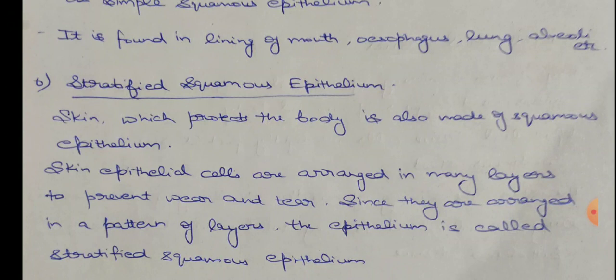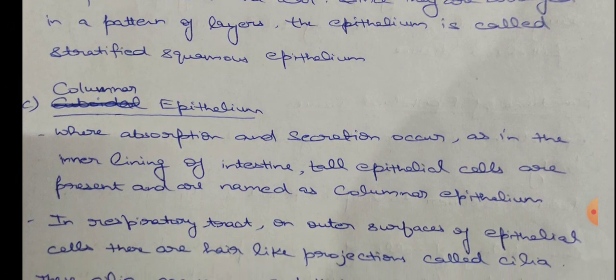Very important, students. You have to understand it very well and you have to learn it also. Again, simple squamous epithelium is a simple, flat and extremely thin kind of epithelium. Only a single layer is present in the cells of lining of blood vessels and lung alveoli. But if a similar kind of tissue is present in a pattern of layers, then it is stratified squamous epithelium, for example, skin. Clear, students? Now we are moving on to the next one, that is columnar epithelium.